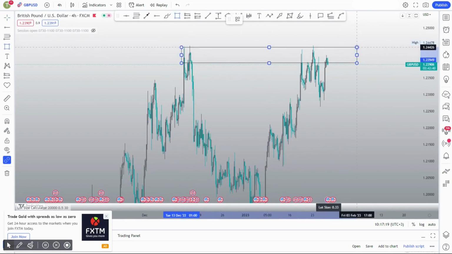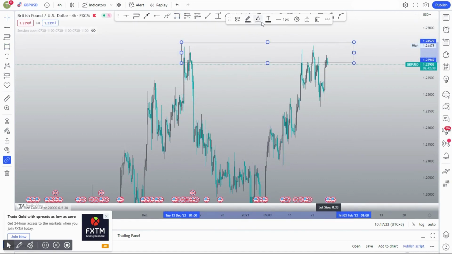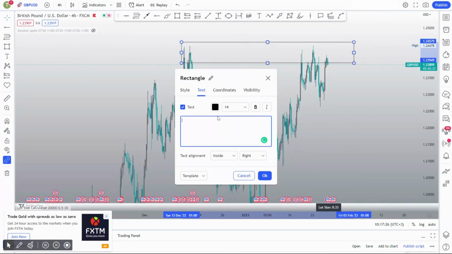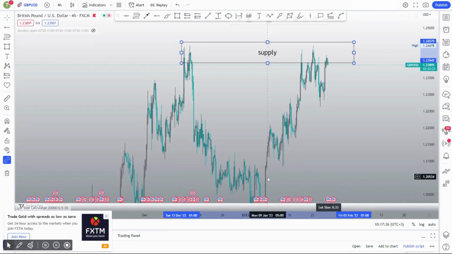the price is currently at a supply zone. This is our supply zone in the bigger time frame. For our time frame, this is our supply zone.